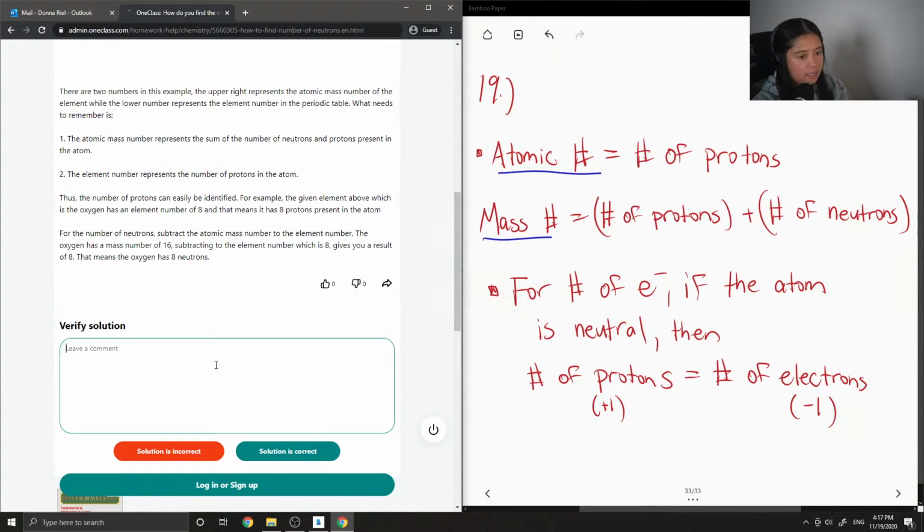Yep, so I'm just going to add how you would calculate the number of electrons. Okay, so I said if we wanted to also calculate the number of electrons in a neutral atom, it would be equal to the number of protons.